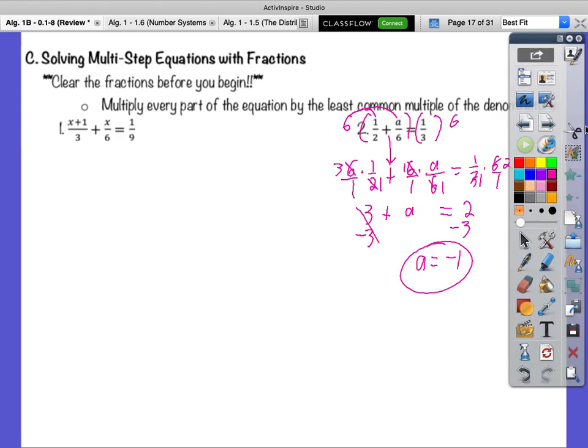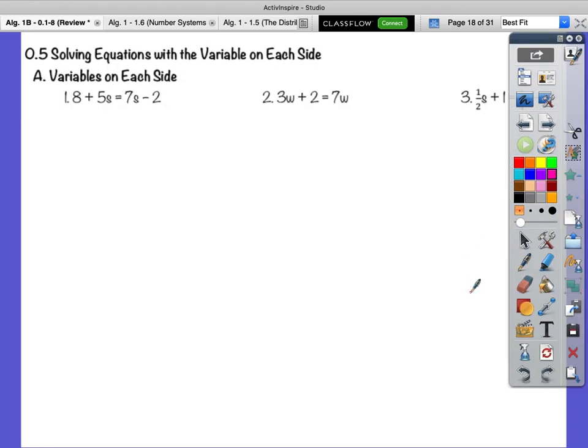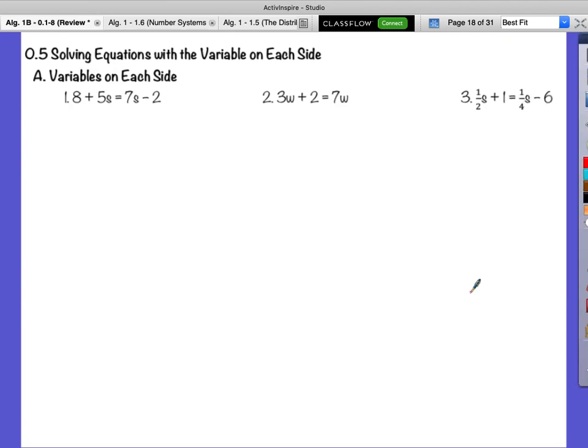Okay, let's go on to 0.5 now. So let's flip this page. Solving equations with variables on both sides. So we have the same variable s, but it's on 2 different sides now. We have 8 plus 5s is equal to 7s minus 2. Okay, Gracie.